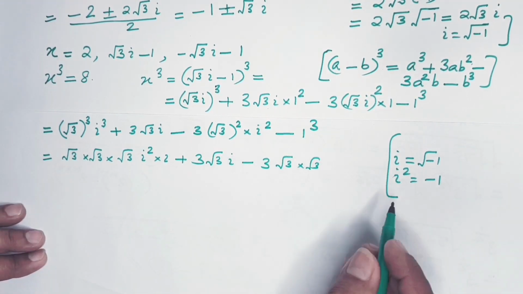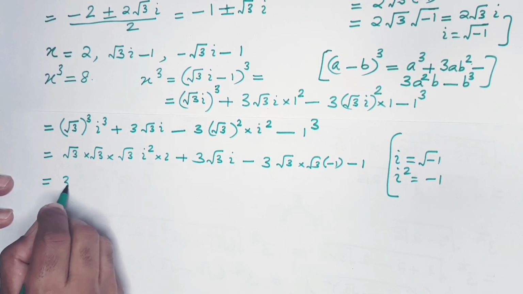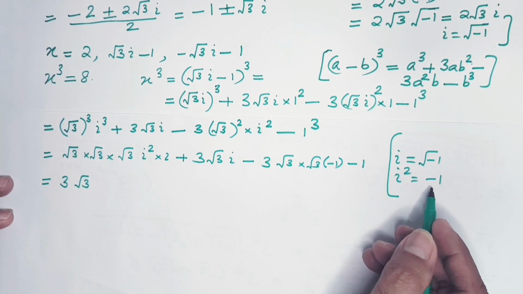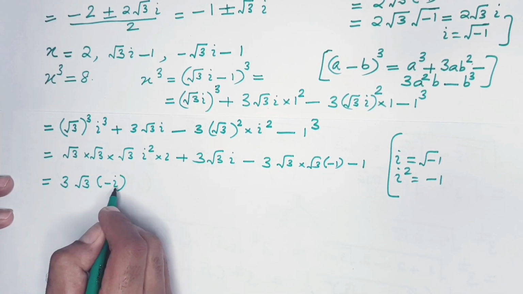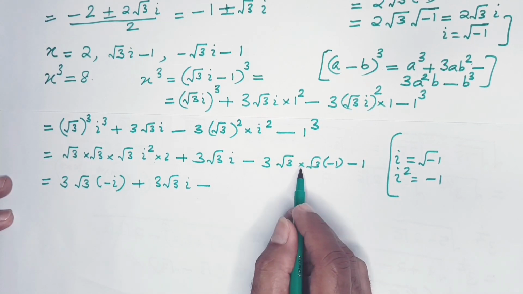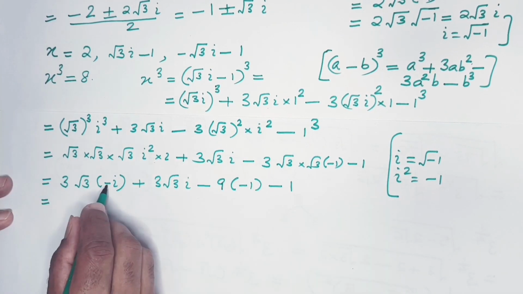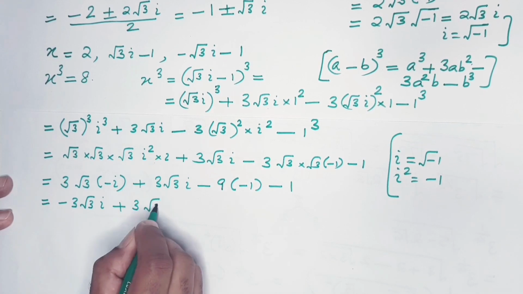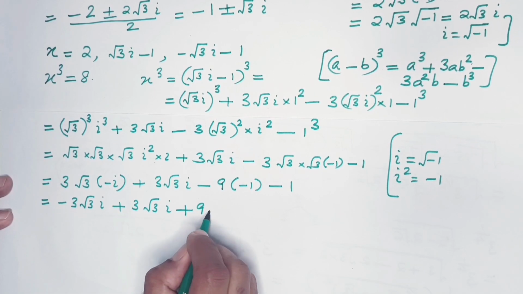So let me substitute that here. i squared is minus 1, cubed 1. Now root 3 into root 3 you know is 3. Then comes this root 3, i squared already shown to you minus 1, so minus 1 multiplied by i, so that will be minus i. Okay, then comes 3 root 3i. Again root 3 multiplied by root 3 is 3, and that 3 into this 3 is 9. Then you can write this minus first, 3 root 3i plus 3 root 3i, minus multiplied by minus is plus, so plus 9 you have, minus 1 you have.